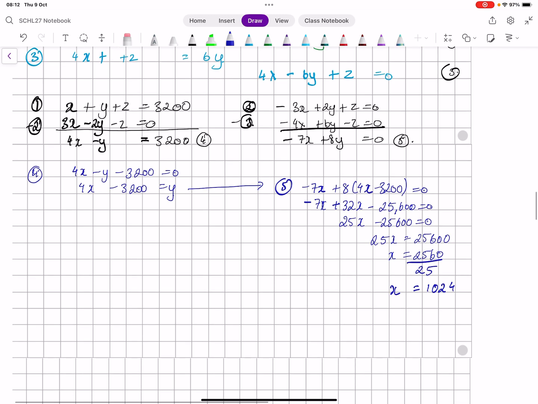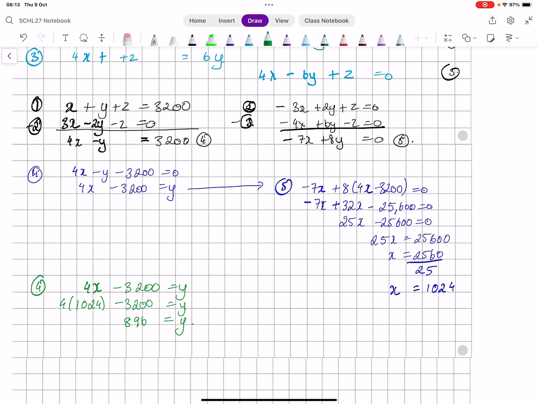I then put that back into equation 4, which is 4X minus 3,200 is equal to Y. So that's 4 times 1,024 minus 3,200 is equal to Y. And I do that on my calculator, and I get 896 is equal to Y.